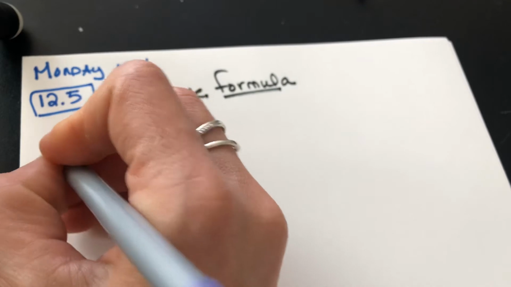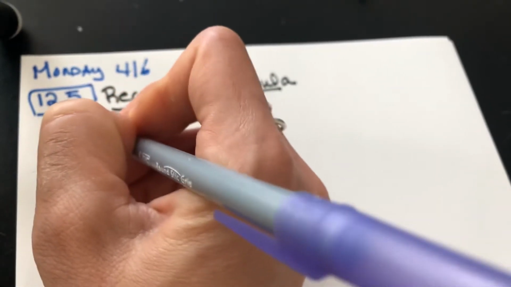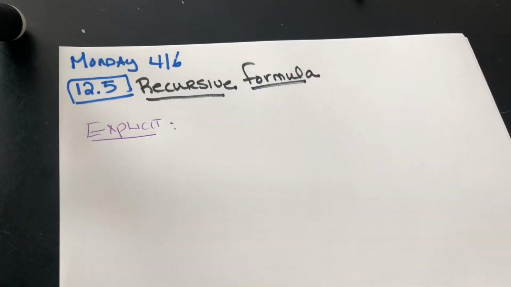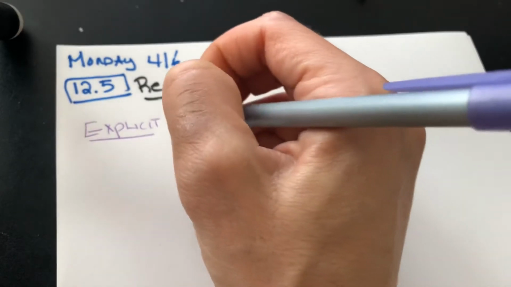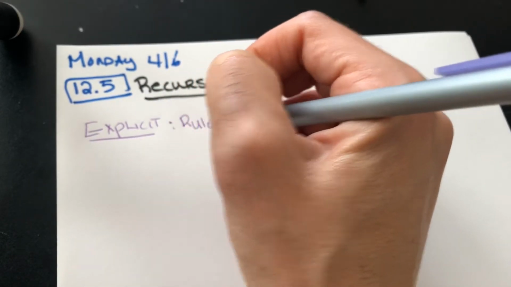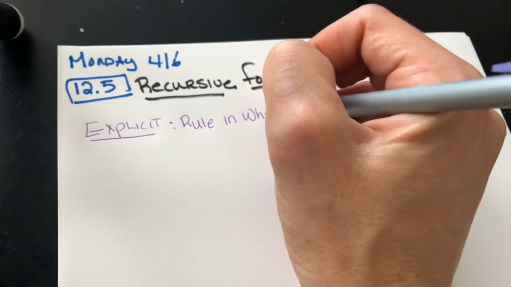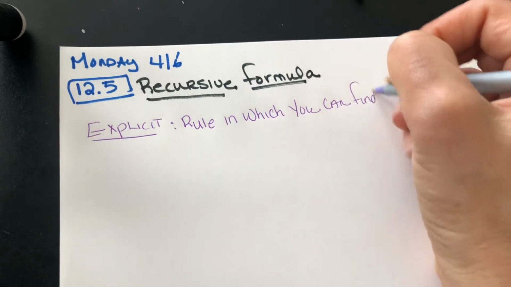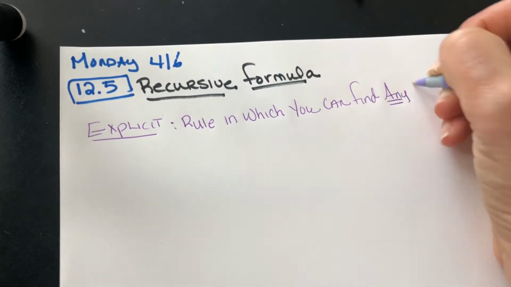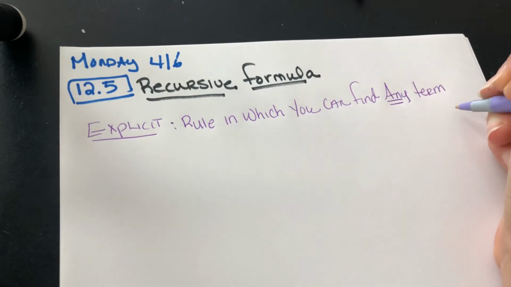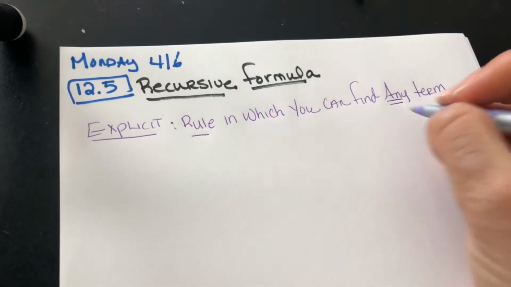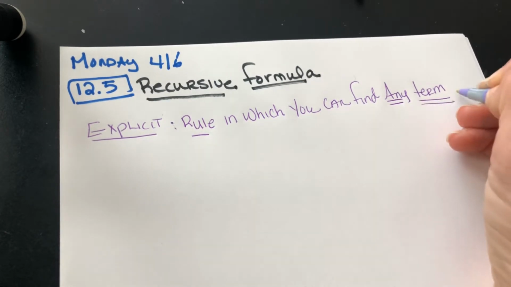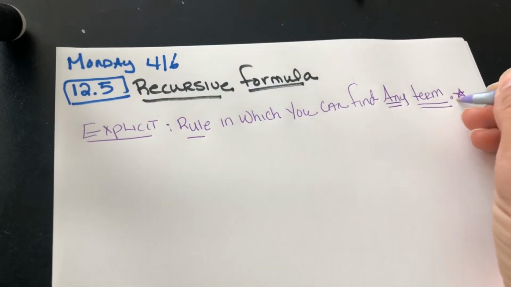So for explicit formula, let's go through that one more time. Or I should say, let's review what it means to be an explicit. So explicit formula is basically a rule in which you can find, we'll say, any term. As long as I give you the formula, or the rule, you can sub in any position, the 10th position, the 30th position, and you can find any term.